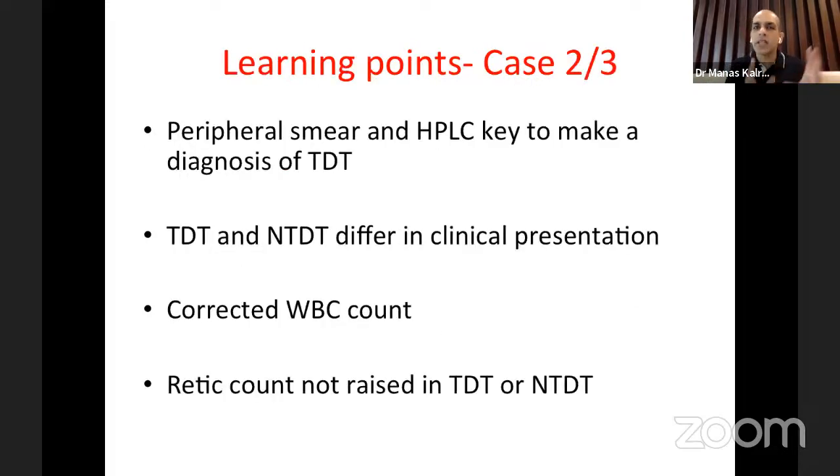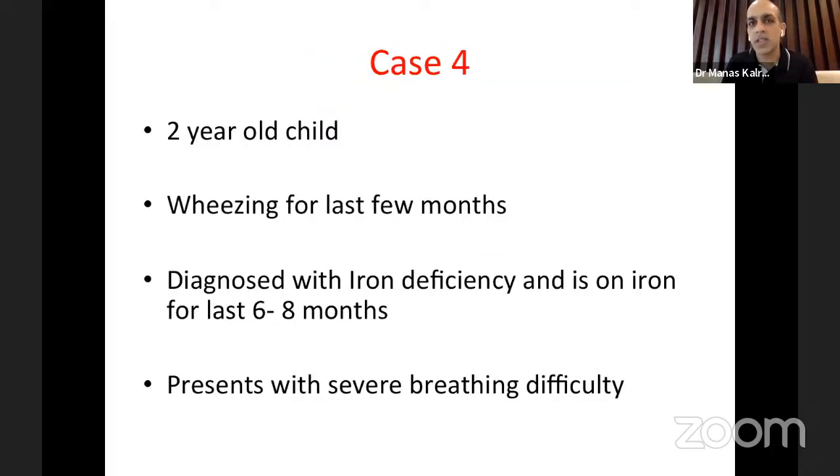So with the second and the third case, you learned that the peripheral smear and HPLC are key to make a diagnosis of TDT. But CBC is a very good parameter to suspect this. You know how to now calculate corrected WBC count. And please remember, because there is ineffective erythropoiesis, even if TDT and NTDT are hemolytic anemias, your retic count is actually not raised in these situations.